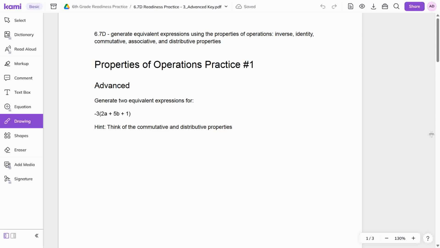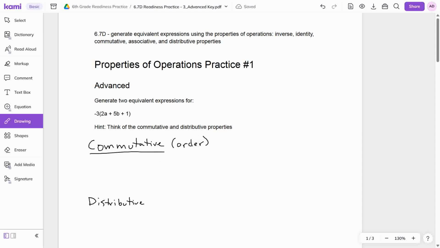So we have an expression here. We need to create two equivalent expressions, and we have a hint. So let's think commutative property, and let's think of the distributive property. So the commutative property is the property that sometimes we think of as the order property. So we can change the order of addends.